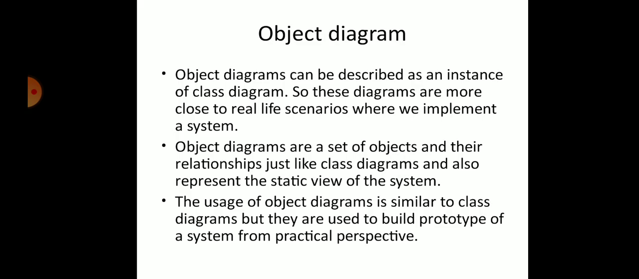Next diagram is the object diagram. An object diagram can be described as an instance of a class. These diagrams are closer to real-life scenarios where we implement a system. They are a set of objects and their relationships, just like a class diagram, and they also represent the static view of the system. The uses of an object diagram are similar to a class diagram, but they are used to build a prototype of the system from a practical perspective.